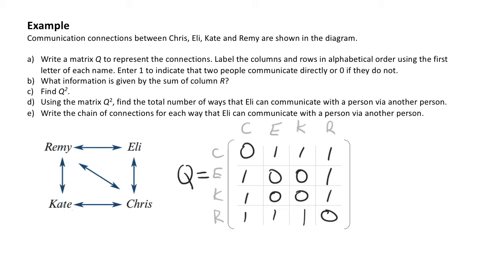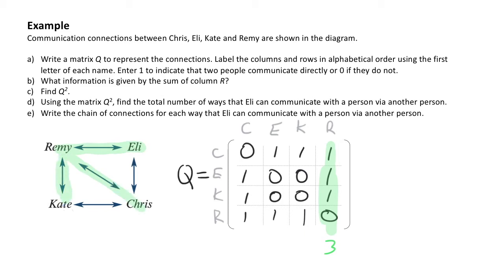Question B is asking what information is given by the sum of column R. So having a look at the sum of column R, that is going to be equal to 3. That information is telling me how many people Remy is communicating with, and that means that Remy is communicating with 3 people. And I can confirm this by looking at the original diagram, and I can see that Remy is in fact communicating with 3 people.